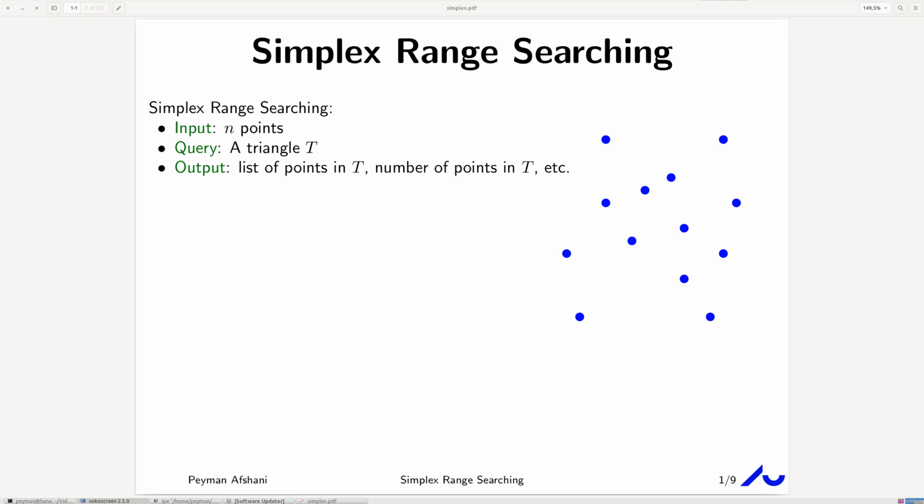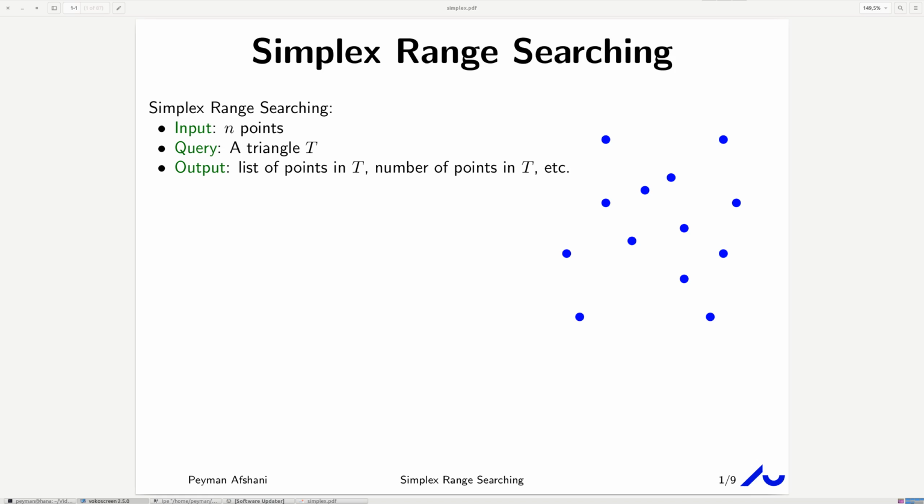This week we're going to look at the simplex range searching problem. This problem is a data structure problem defined as follows. We have a set of n points in the plane and we want to store them in a data structure such that given a query rectangle we can either list the points inside the rectangle or report the number of points inside the rectangle, etc. The data structure that we're going to introduce for this problem actually can do all of these types of queries and actually much more.